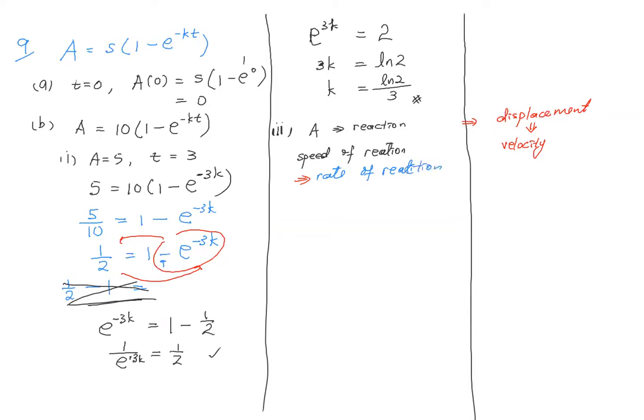If I want to find the rate of reaction, I have to differentiate my A, correct? Which is 10 times 1 minus e to the power negative kt. Never mind, you can put your k afterward; you don't have to put down your k first. That is the meaning of speed of reaction. So now A prime T, how to get A prime T?